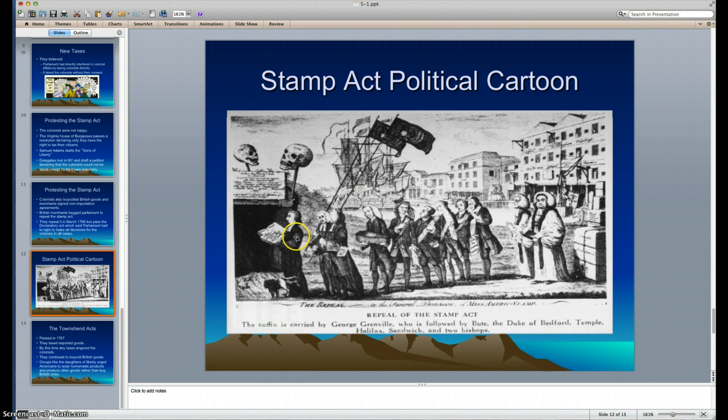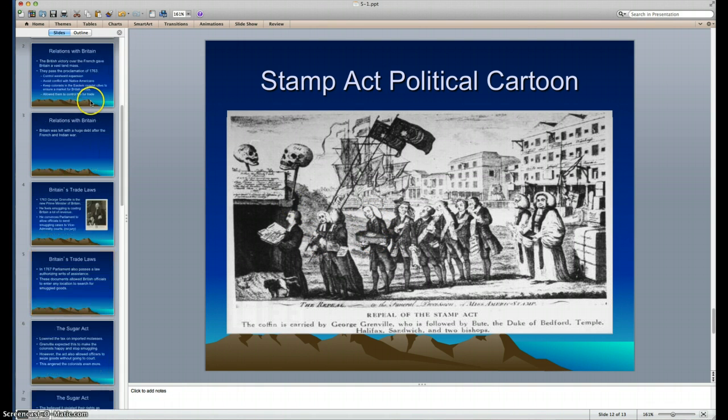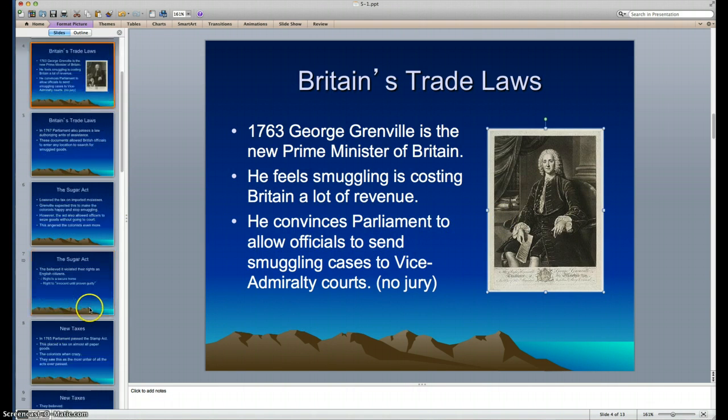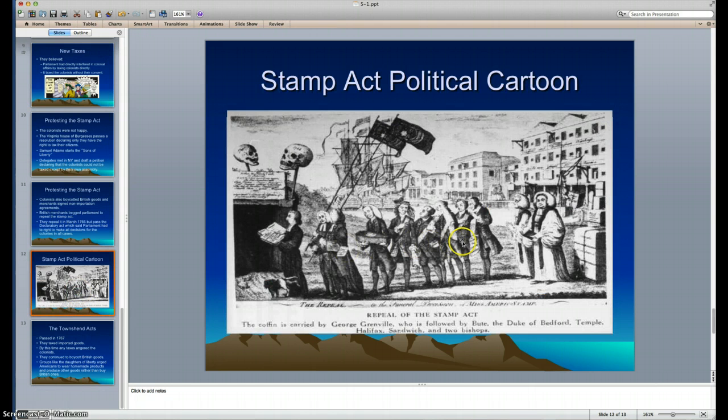This is just a political cartoon of the Stamp Act. That would be the Stamp Act and the tiny little coffin, and that would be George Grenville right there, which again is this guy over here. What they're basically trying to say is that Britain is in despair. It's like a funeral for the Stamp Act. It says the coffin is carried by George Grenville, followed by Bute, the Duke of Bedford, Temple, Halifax, Sandwich, and 2 bishops.